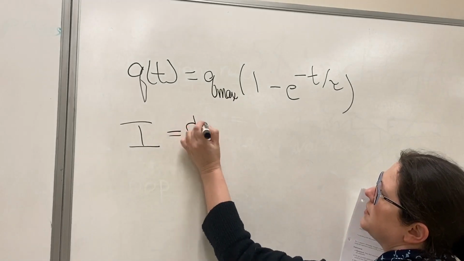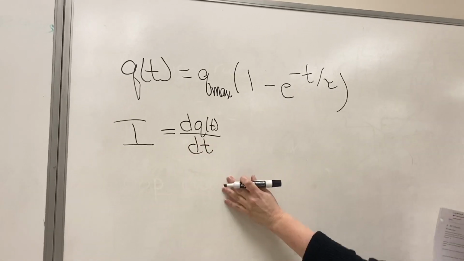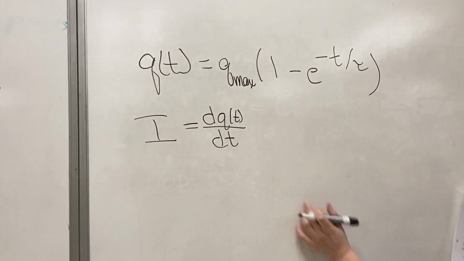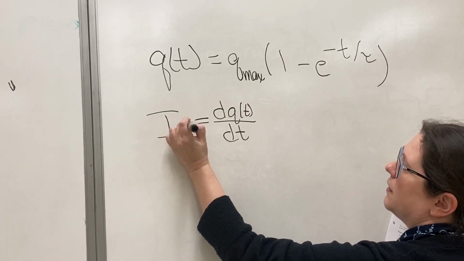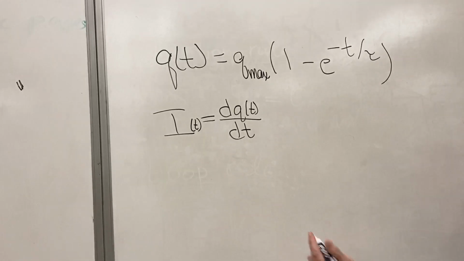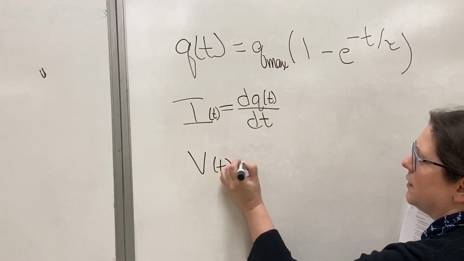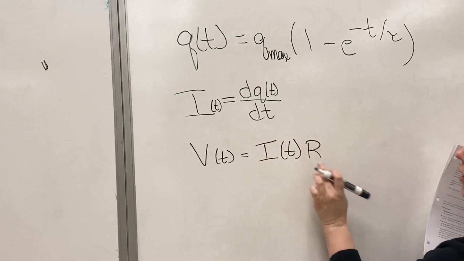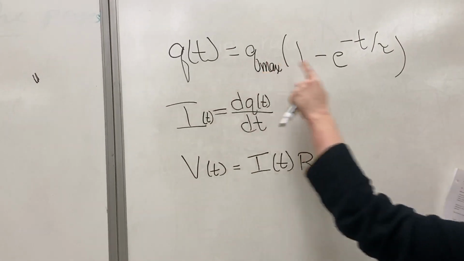So it's going to be dQ/dt. So what I need to do is plug in this equation and take the derivative of it, and that will give me an expression for I as a function of t. Then I can use Ohm's law, which tells me that V of t is going to be equal to I of t times R.